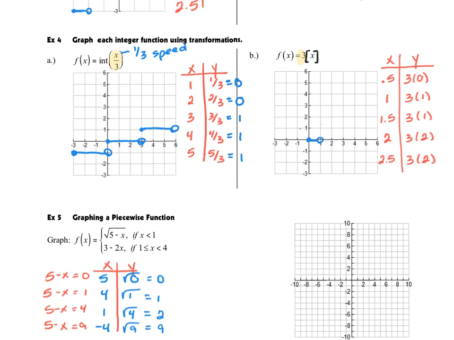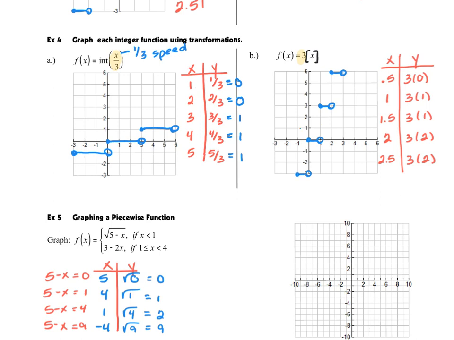But then I'm going to jump all the way up to a 3 to make the next step. And I'm going to jump all the way up to a 6 to make the next step. And again, then I could go backwards and reflect this down.